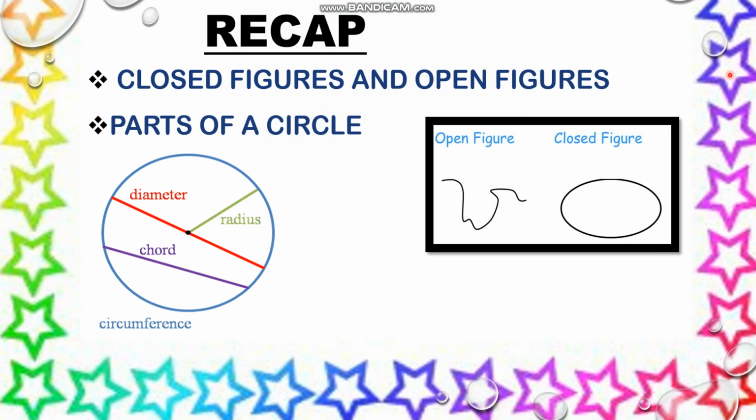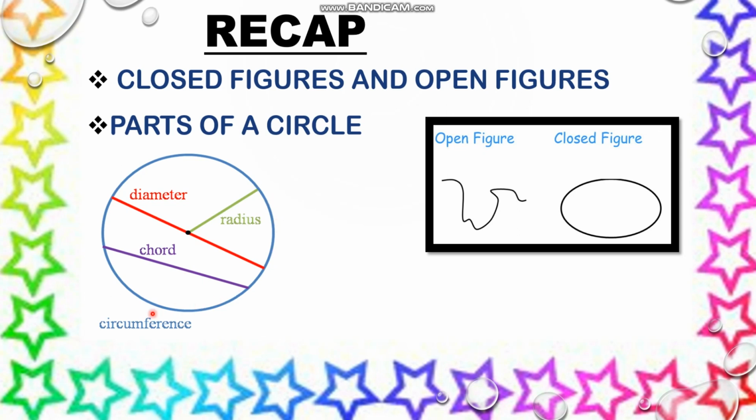Children, the topics we discussed in the last class are closed figures, open figures, and parts of a circle. So, what are open figures and what are closed figures? If a figure starts and ends at the same point, we can say that figure is a closed figure. And if the starting point and the ending point are different, then that is an open figure. Got it, children?